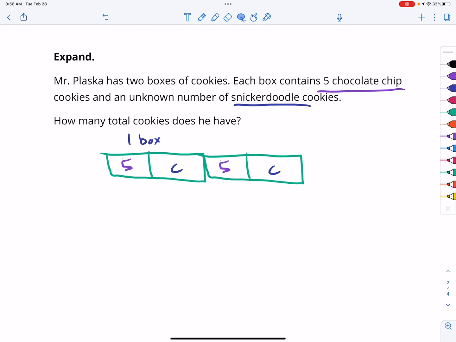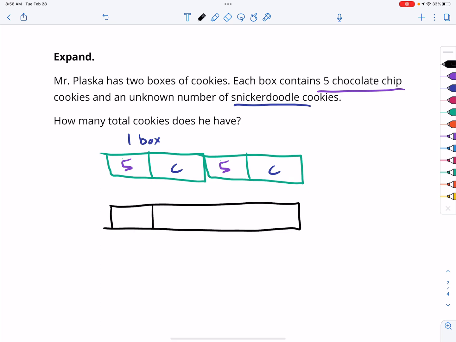Now, if we're trying to figure out how many total cookies I have, we're going to need to find out how many are in one box or combine these all up. So I'm going to do one bar here, with a black pen. And in this, I'm going to rearrange my terms so that both of my 5s are next to each other, and both of my variables are next to each other. This way, I am combining like terms. So visually, it's like I dumped out all the cookies and stacked up and organized all of the chocolate chip cookies and then all of the snickerdoodle cookies. And the math to figure it out now, I can do 5 plus 5 plus C plus C.